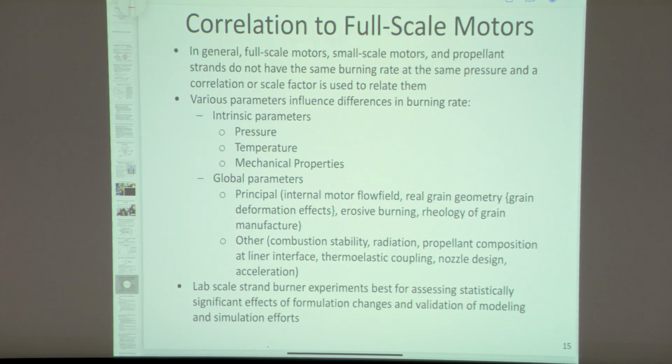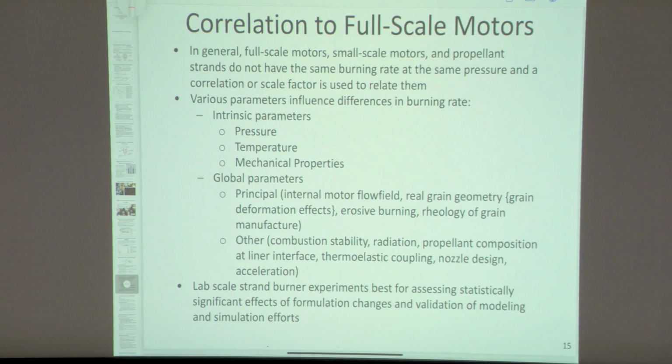Okay, so if I'm talking about rocket motors, how do I correlate it to full-scale motors? In general, full-scale motors, small-scale motors, and propellant strands do not have the same burning rate at the same pressure, and a correlation or scale factors are used to relate them. Various parameters that influence the differences are intrinsic parameters such as the pressure, temperature, mechanical properties, and global parameters such as the internal motor flow field and the real grain geometry. As I showed you, it could have slots in it and things like that, in which the convective burning could be different at different locations of the surface.